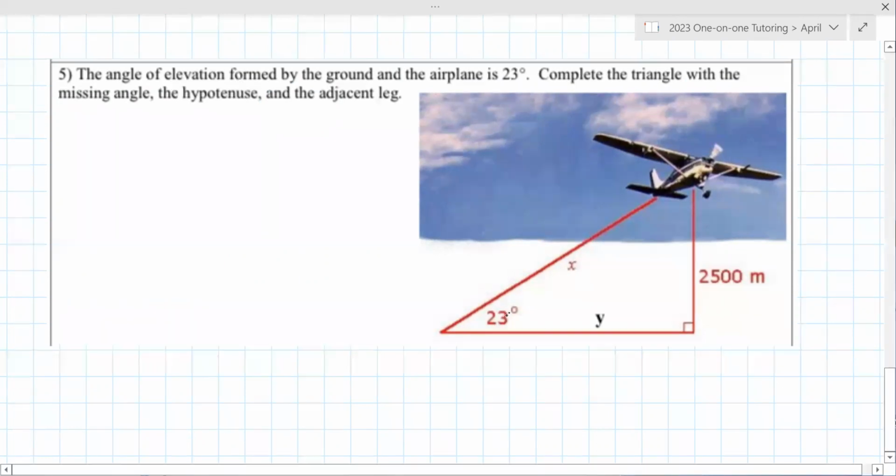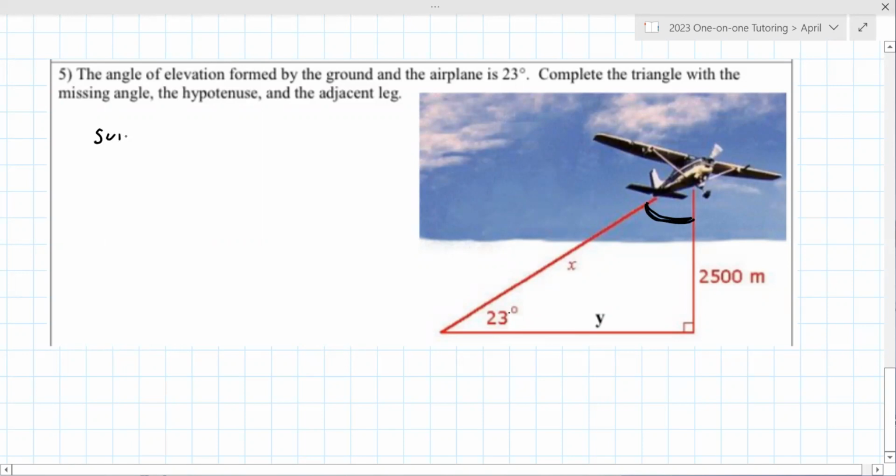All right. So the angle of elevation formed by the ground and the airplane is 23 degrees. Notice that's given there at the bottom. Complete the triangle with the missing angle, the hypotenuse, and the adjacent leg. We should first find the missing angle because it's probably the easiest thing to find based on what you're given.